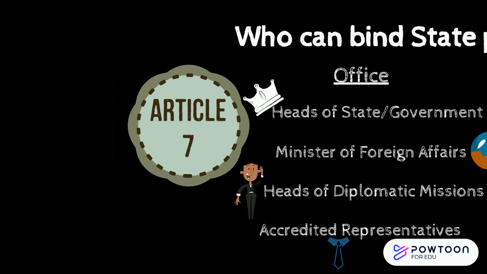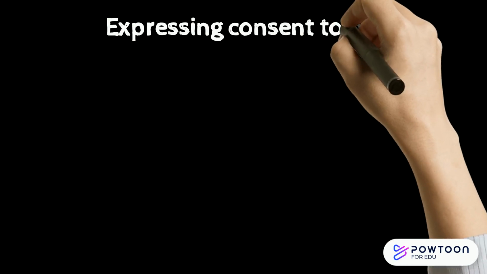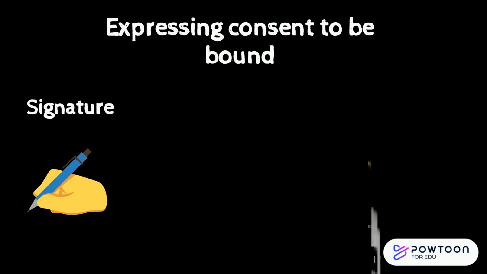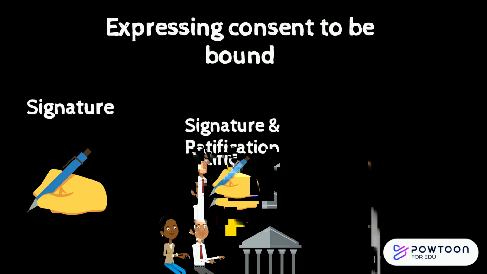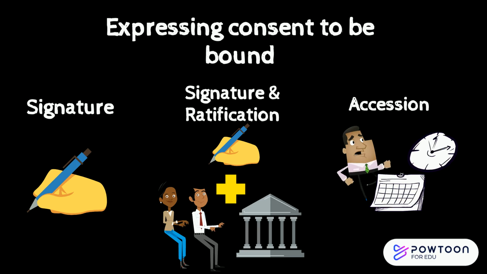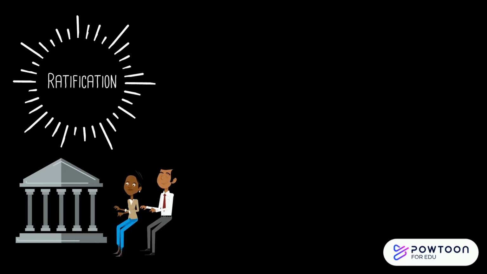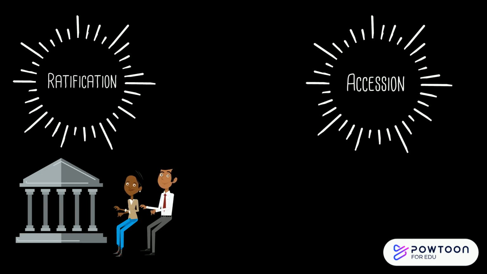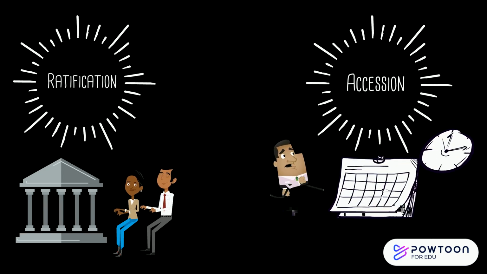A state can express their consent to be bound in three ways. Firstly, simply by signature. Secondly, by signature and ratification. And thirdly, by accession. As a further explanation, ratification requires that a treaty pass through a state's parliament and be signed into domestic law before that state is bound by that treaty. And accession involves a state party who joins the treaty later than the date in which the treaty entered into force.